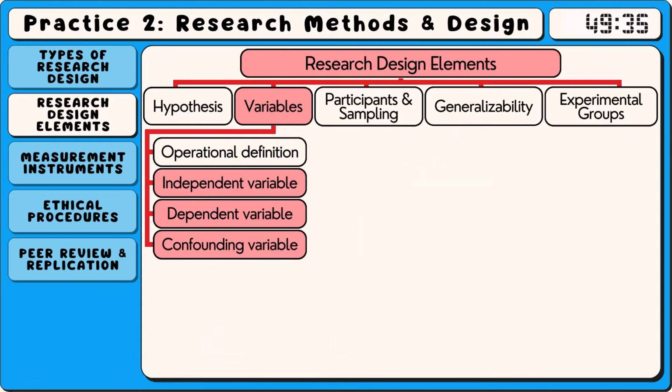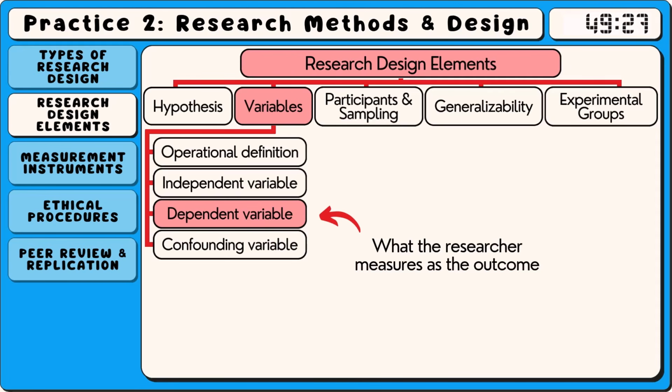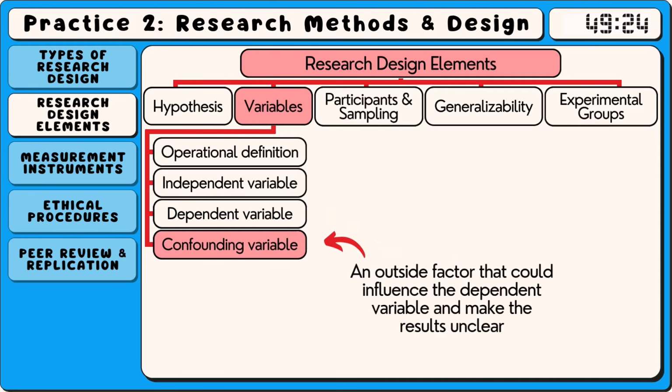Okay, let's move on to the independent, dependent, and confounding variables. The independent variable is what the researcher changes or controls. The dependent variable is what the researcher measures as the outcome. And the confounding variable is an outside factor that could influence the dependent variable and make the results unclear.